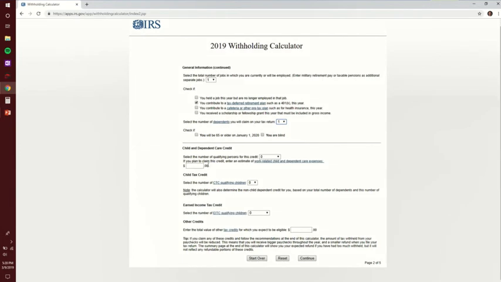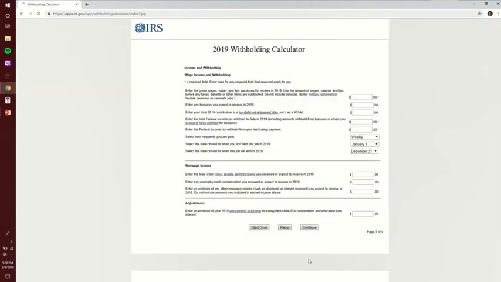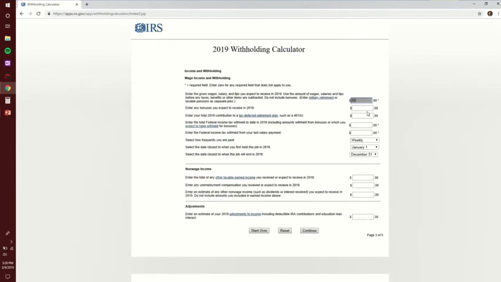The tool asks you how much you've had withheld this year, and then based on your answers will tell you how much withholdings you should have in each paycheck, and then if you should be adding any additional money so that you don't owe taxes come tax season next year.